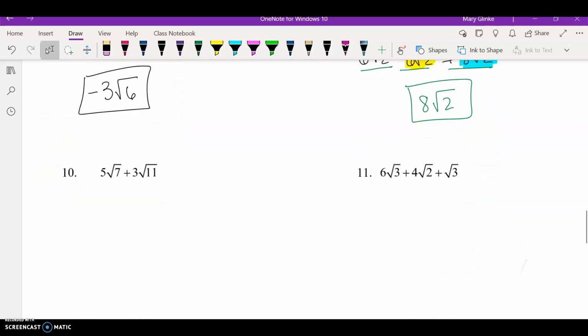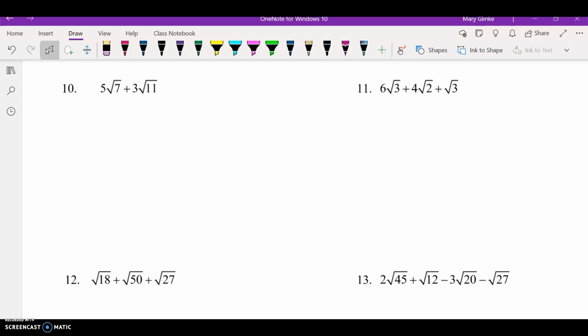Okay, so far everything has ended up being like terms. You might get cases like number 10 here, 5 root 7 plus 3 root 11. This is like saying 5x plus 3y. The x and the y are different. The root 7 and the root 11 are different. So if that's the case, sometimes you just can't do anything. Like this is the simplest form. I cannot add them, they're not like terms, and nothing else simplifies, and that's okay.